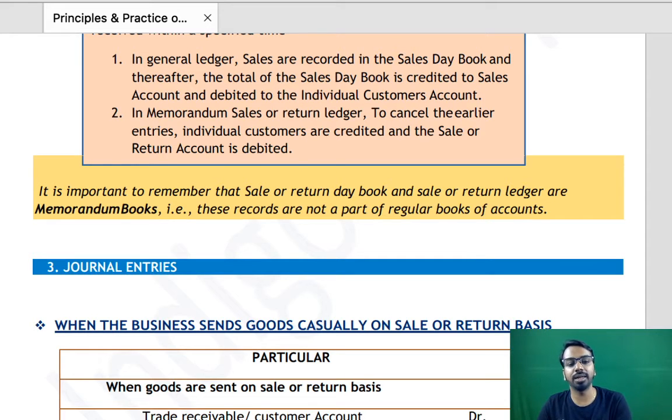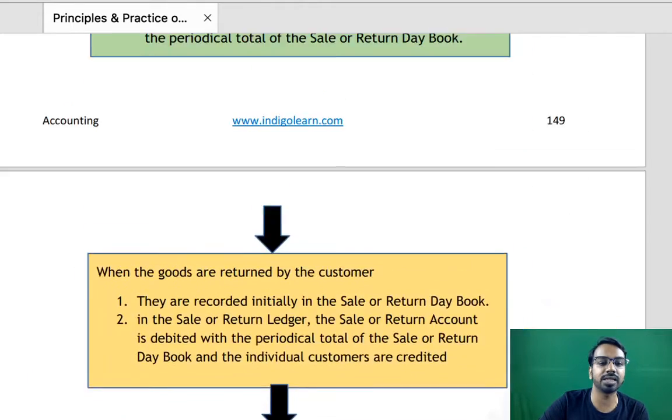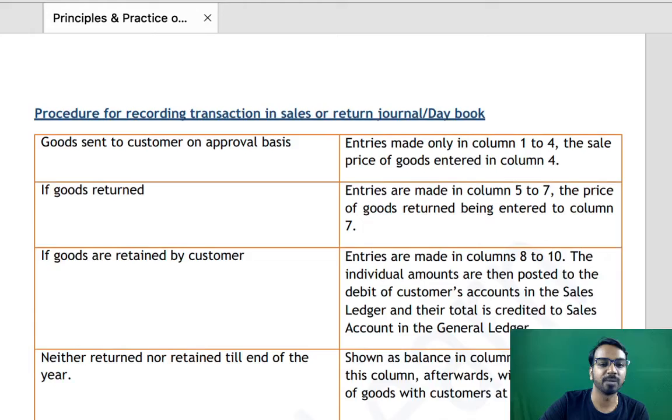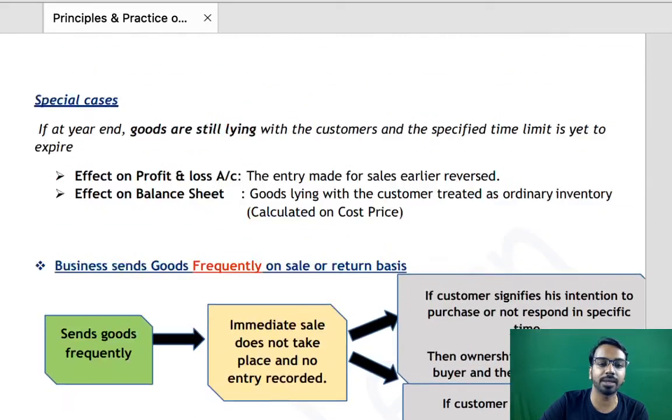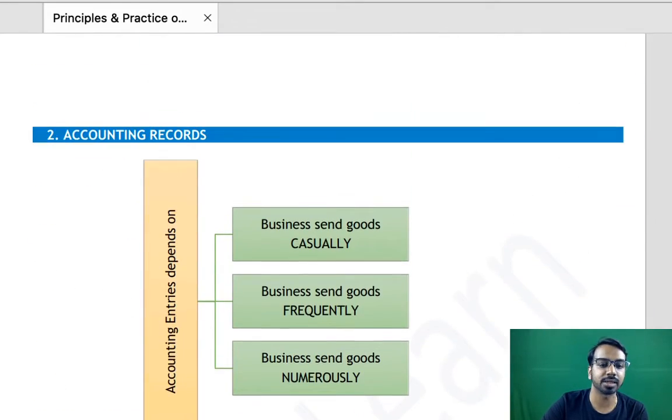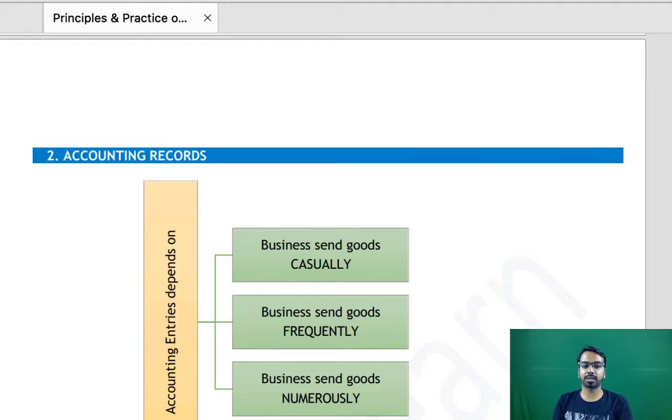So the original entry for sale has to be reversed, right? Now there are different ways in which this transaction can happen, but the logic of the accounting entry remains the same in all the cases. We say casually, frequently, numerously. Casually is a one-off case, frequently is on a regular basis. Numerously and frequently, the accounting treatments are pretty similar.